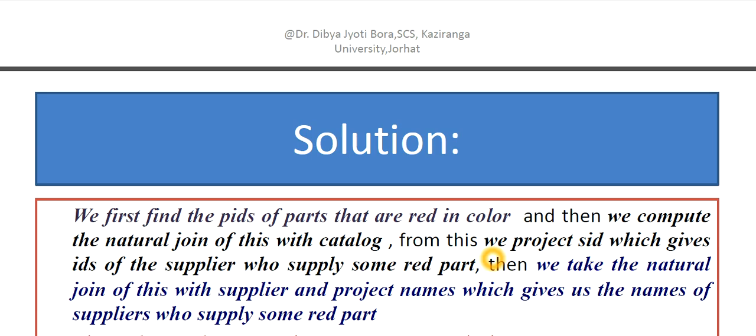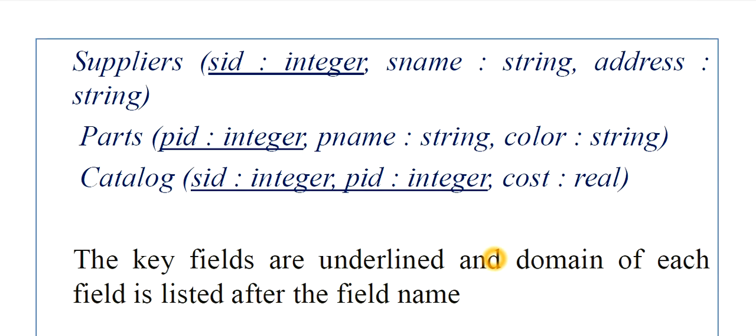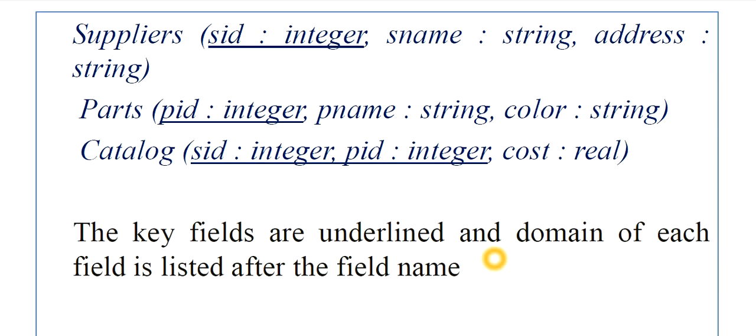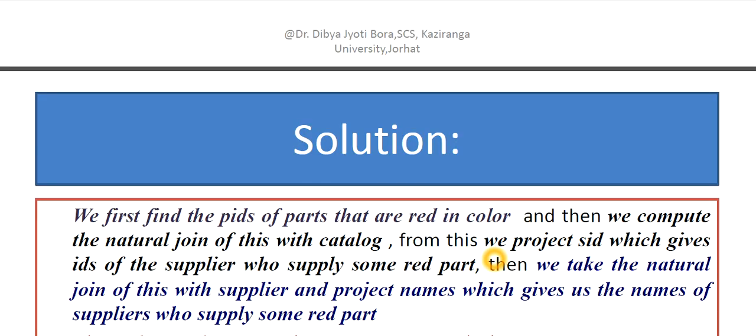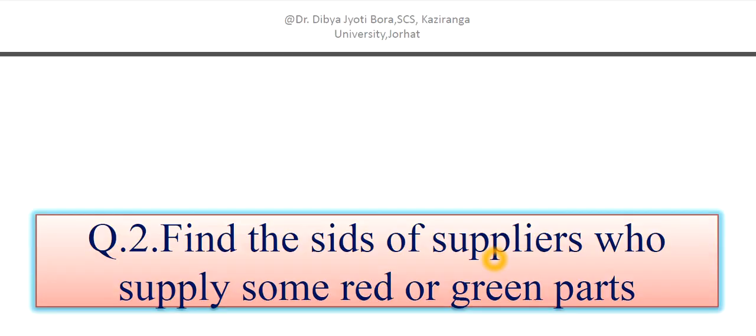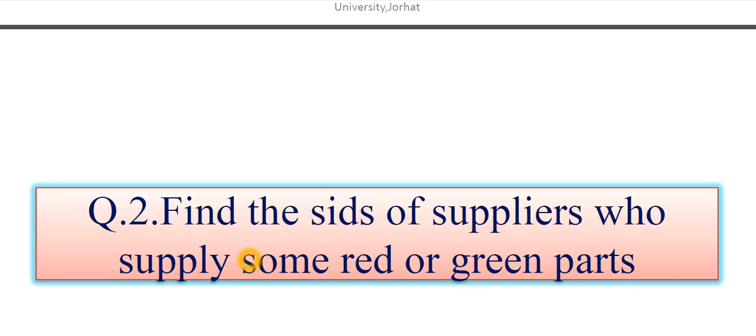Now today's question for you, with respect to the same schemas that I have given, as you have already taken the screenshot. Today's question is: find the SIDs of suppliers who supply some red or green parts. I am repeating it again. You need to find the SIDs of suppliers who supply some red or green parts. So write the associated relational algebra equation and comment it.